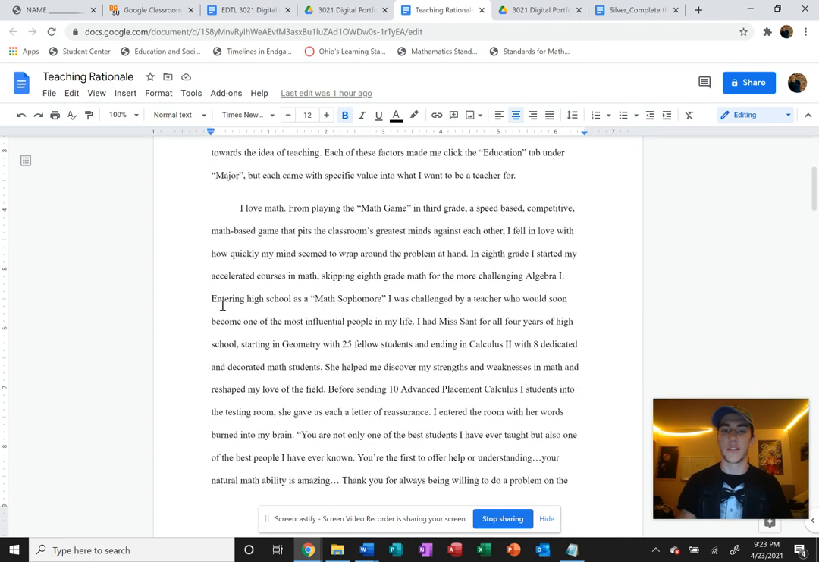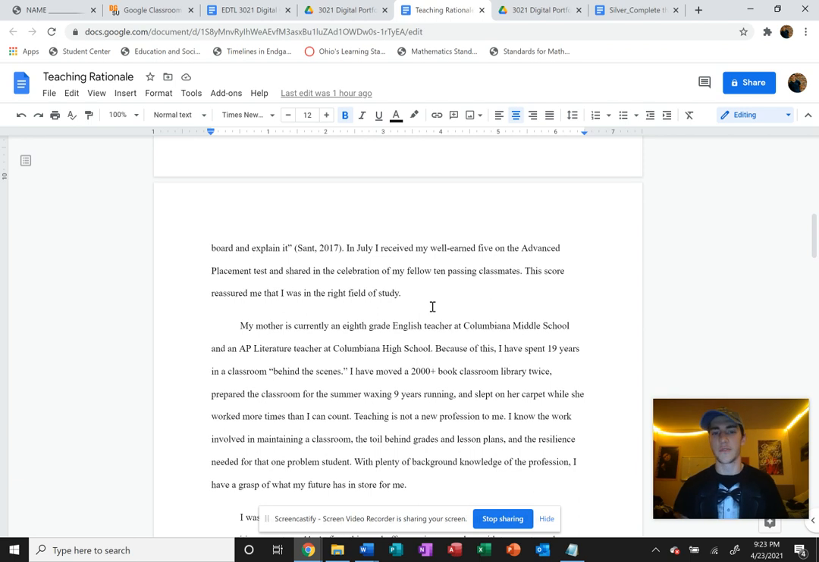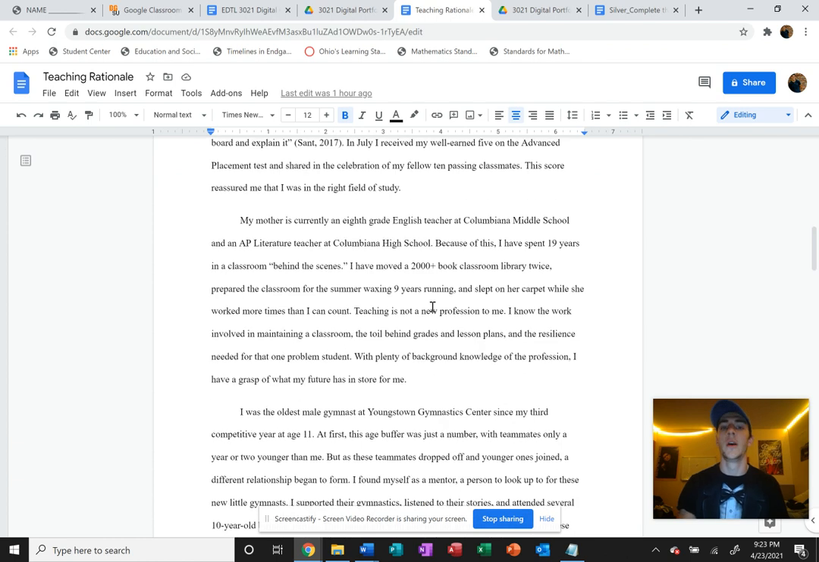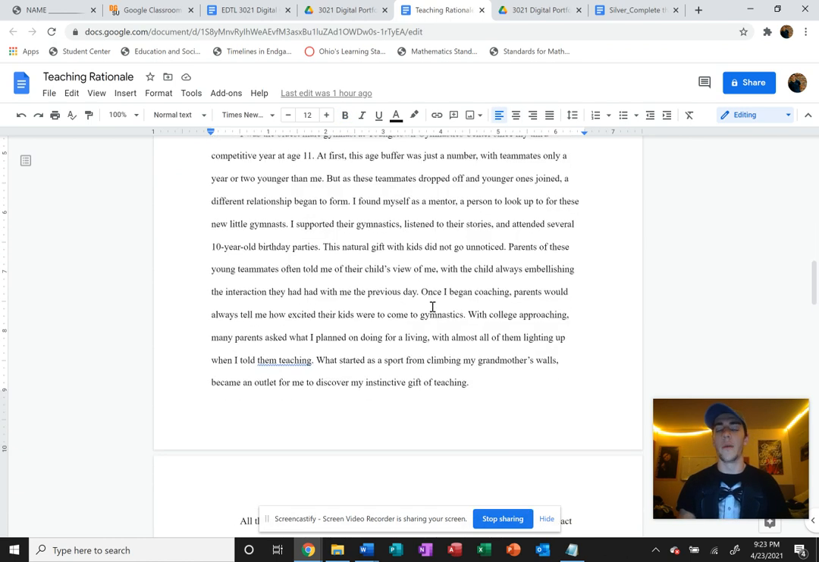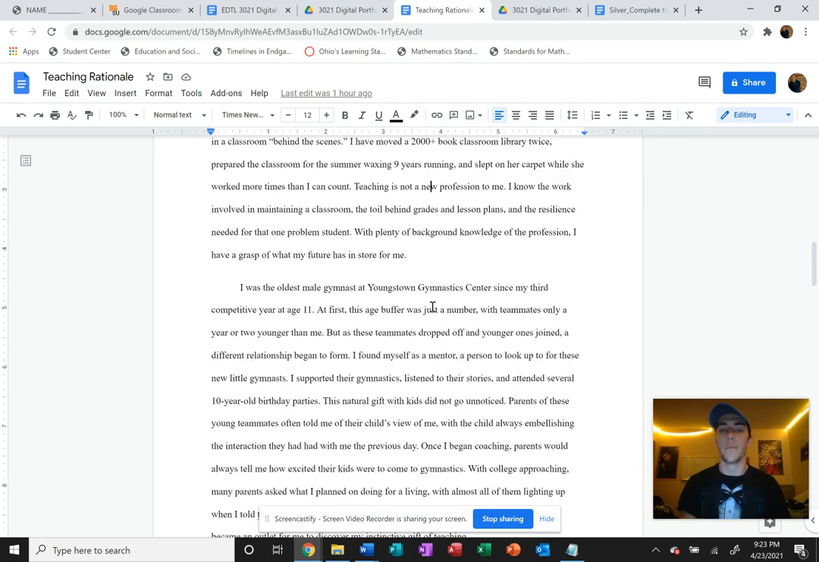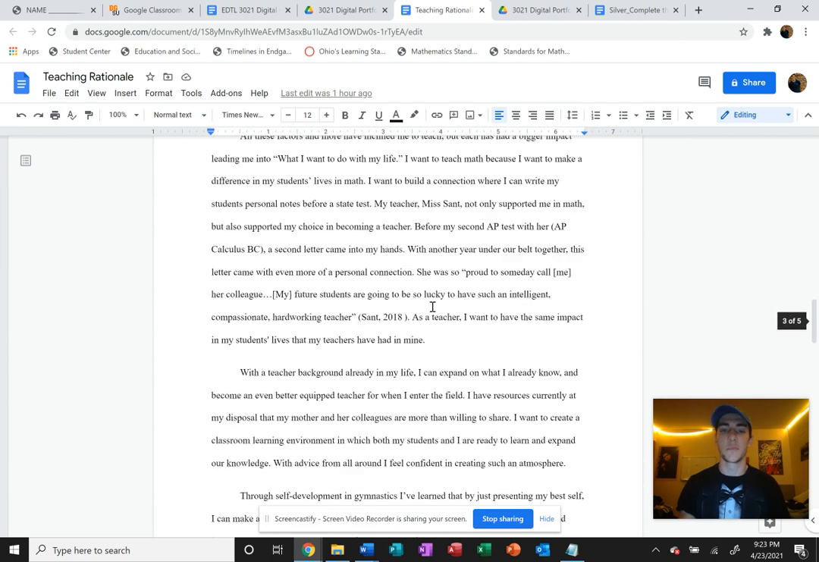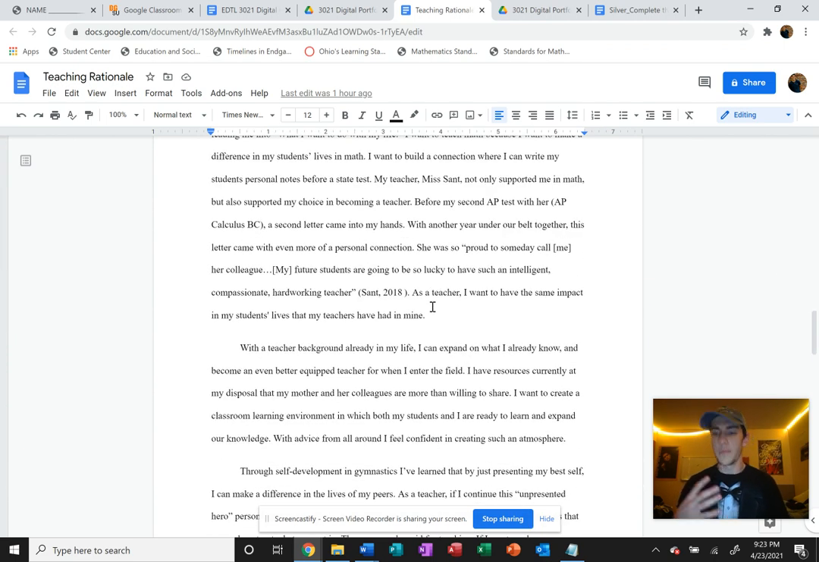So the paper itself talks about my love of math, where it stemmed from, especially in high school, where I really did fall in love when working with the teacher herself. I talk about working with my mom and working in her classroom for a very long time, seeing the behind the scenes of what teaching is. And then I talk about my years of gymnastics experience and how that has shaped me to want to be a teacher.